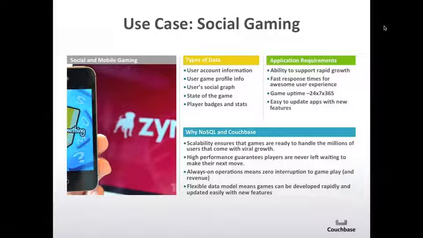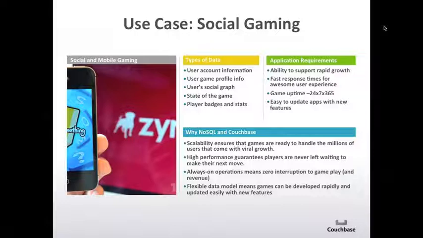Finally, you have the application requirements. The application requirements that social games need are the ability to scale rapidly. Given that your game may suddenly go viral and you may have a lot of users playing your game, you need the ability to grow rapidly, right? You need the ability to provide an awesome user experience, and awesome user experience in games means that you need to be able to provide low latency, which means fast response times for your game users.